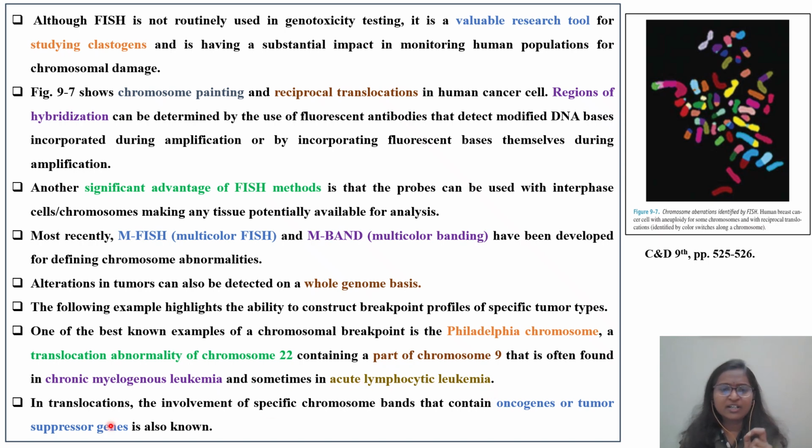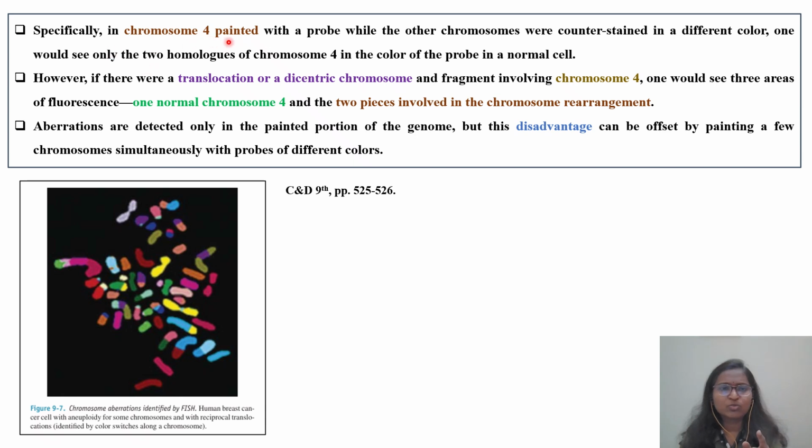You can see in translocations the involvement of a specific chromosome band that contains an oncogene or tumor suppressor gene is also known. Specifically, if you see chromosome 4 painted with a probe while other chromosomes are counterstained in a different color, one would see only two homologs of chromosome 4 in the color of the probe in the normal cell. However, if there is a translocation or a dicentric chromosome and fragment involving chromosome 4, one would see these areas of fluorescence: one normal chromosome 4 and two pieces involved with chromosome rearrangement.